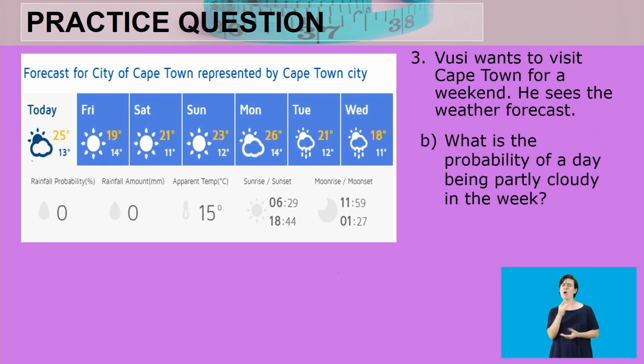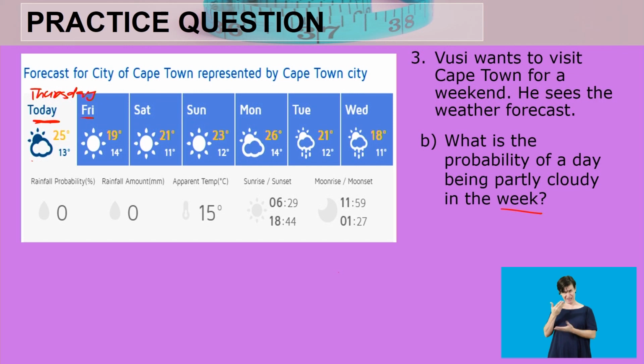B says, what is the probability of a day being partly cloudy in the week? Which week? This is the week that we are talking about, the week that starts today. Because the next day is a Friday, it means that today is actually the Thursday. So his week will start on a Thursday, then it's Friday, Saturday, up until Wednesday. Now, we are asking of a day that is partly cloudy.